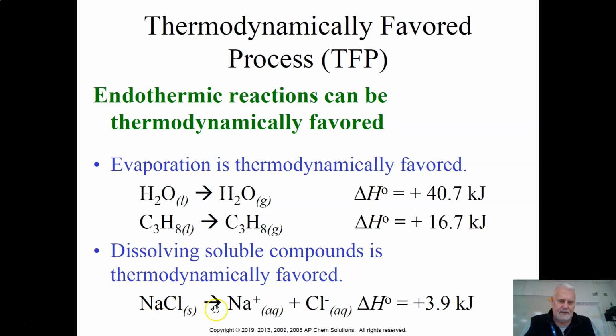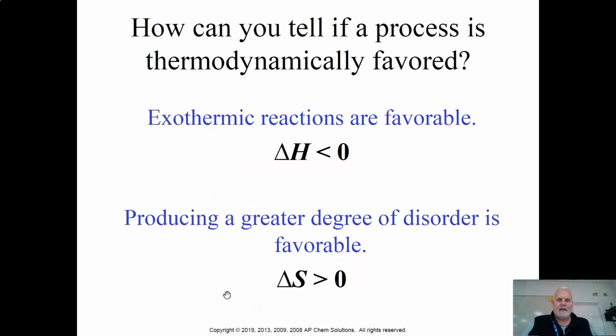And the dissolving of salt is slightly endothermic. But these are all thermodynamically favored. They're all TFPs that are endothermic. It's just not as common. Now, nature tends to favor the low energy systems, but in these cases, clearly these things do happen. All right. So, exothermic reactions are favorable when delta H is less than 0. So, those are the processes that tend to be favored.